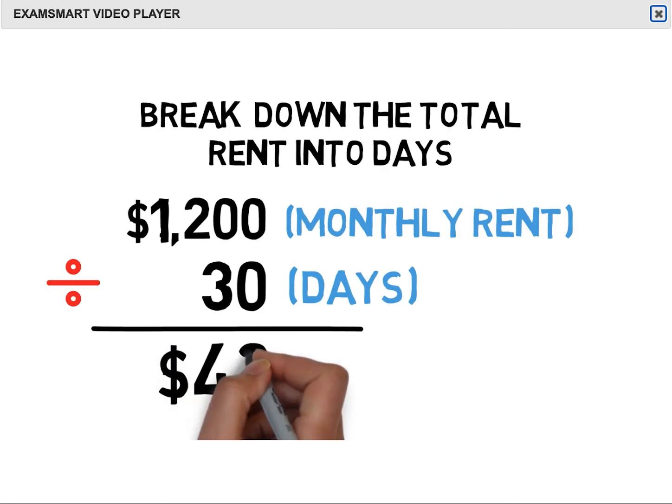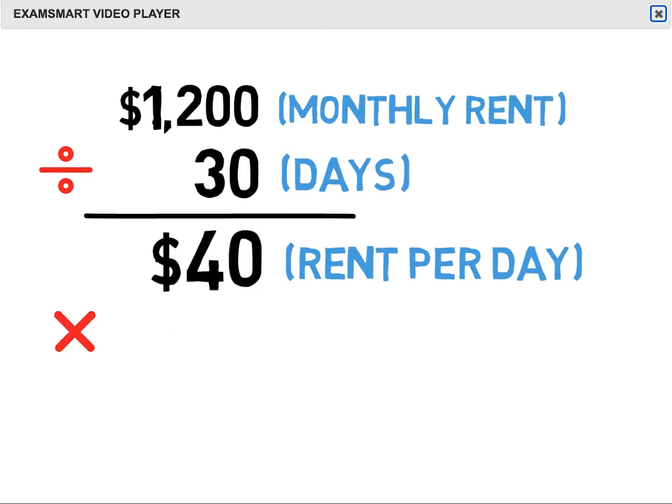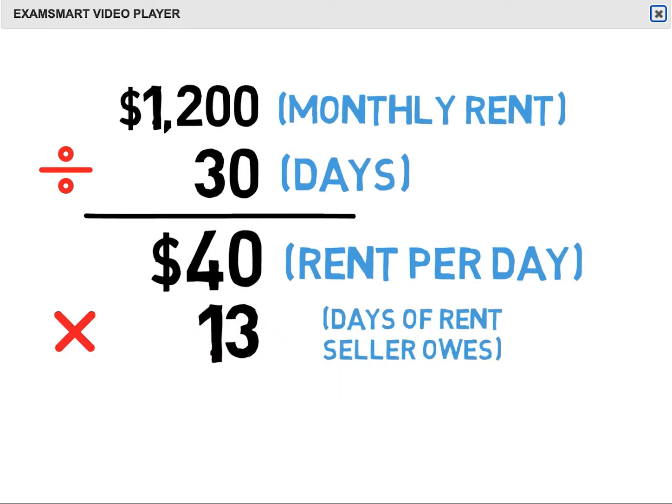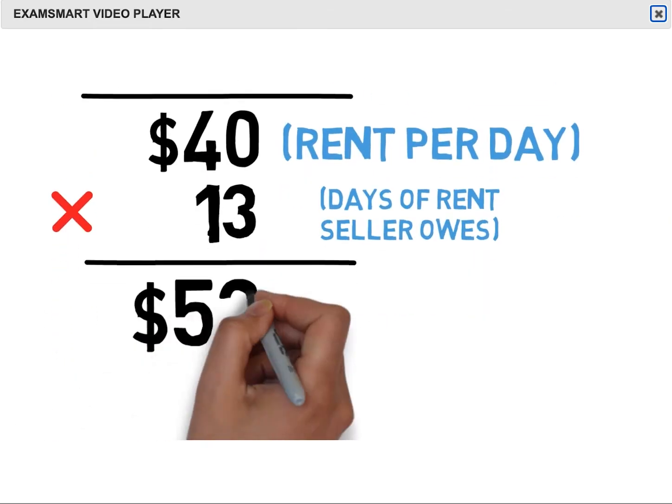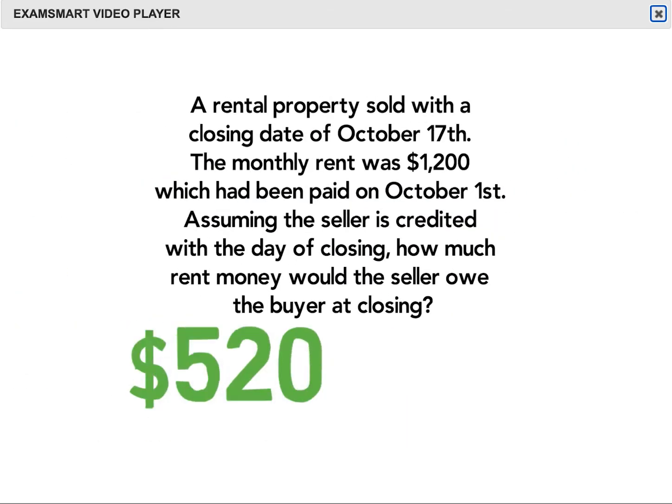That would give us $40 in rent per day. The seller owes 13 days to the buyer. So we would take $40 per day in rent times 13 days. That would give us an answer of $520. That is the amount that the seller owes the buyer.